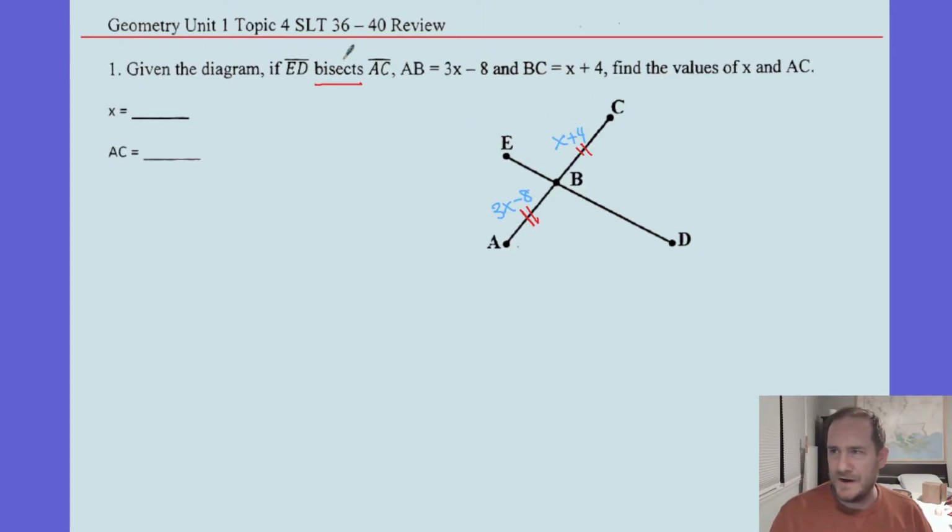And now because you read that this thing was a bisector, you now know that these things are congruent. So you know that the way to solve this problem is to take the 3x minus 8 and just set it equal to the x plus 4. And that's it. That's the relationship. Okay. So now to solve algebraically, we don't want to have x's on both sides of the equation.